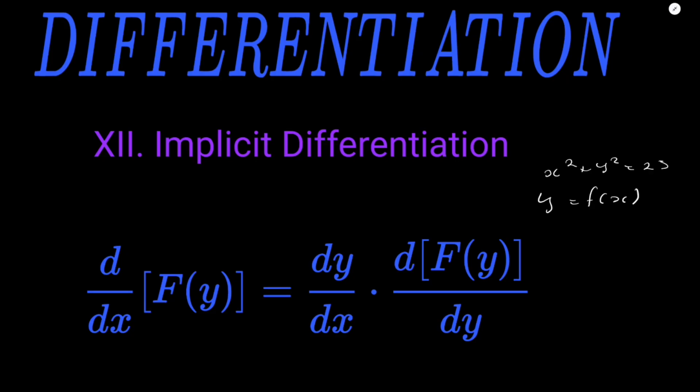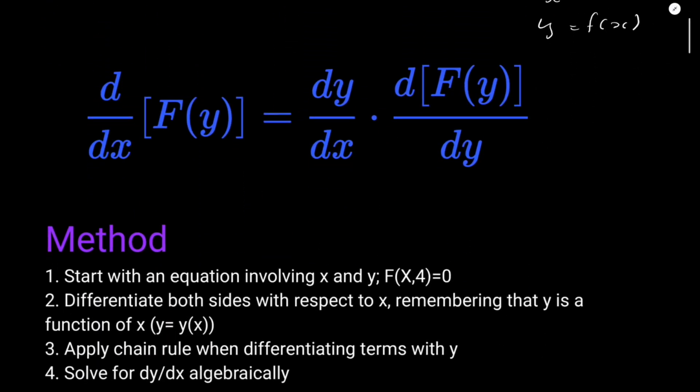In order to apply this method carefully, we can outline 4 different steps to follow. What is our first step? Start with an equation involving x and y. In order to apply implicit differentiation, we first need an equation which involves x and y, where y cannot be, or it is difficult to, solve for explicitly.